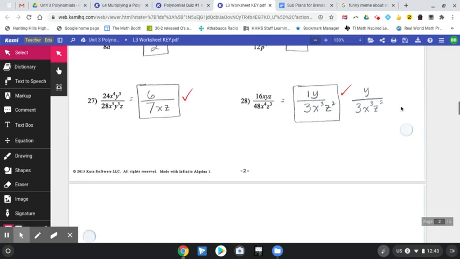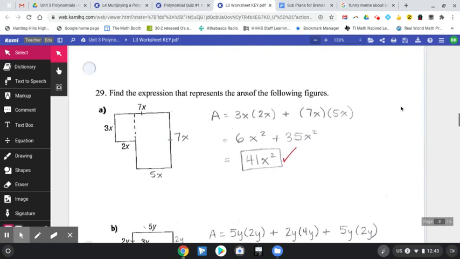Okay, and let's look at 29 as well. You guys had to do A, C, and E. Now, comparing your work on these ones can be a little tricky because you may have used a different strategy than I did. So, for example, maybe you separated yours into this rectangle and this rectangle. Your work would look a little different, but your answer should still be the same.